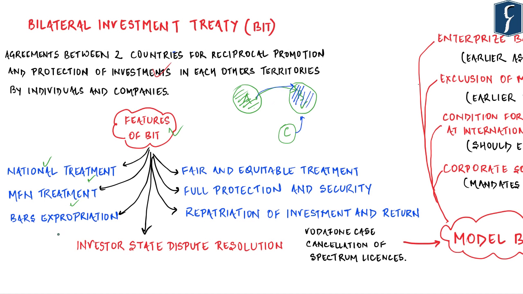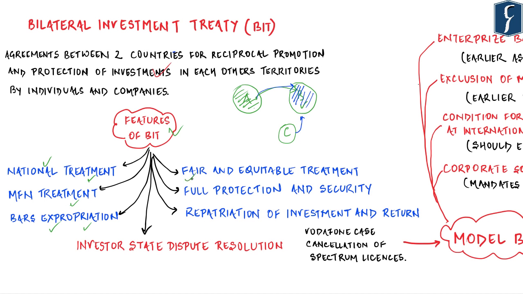Third feature is that a bilateral investment treaty should bar expropriation. Now, what is expropriation? Expropriation means taking over property, and BITs generally bar the state from expropriating or taking away the foreign investment except under exceptional circumstances, and those circumstances are also specified in the BIT.